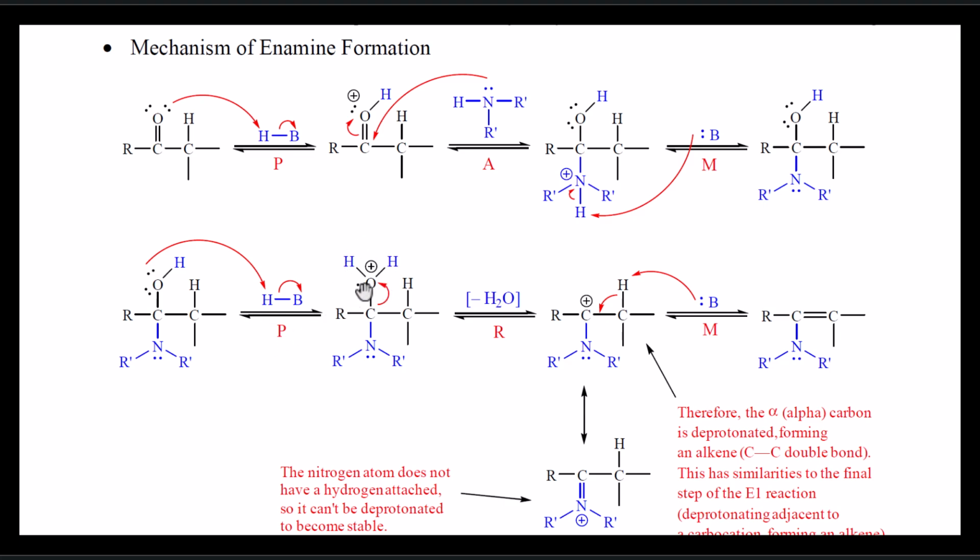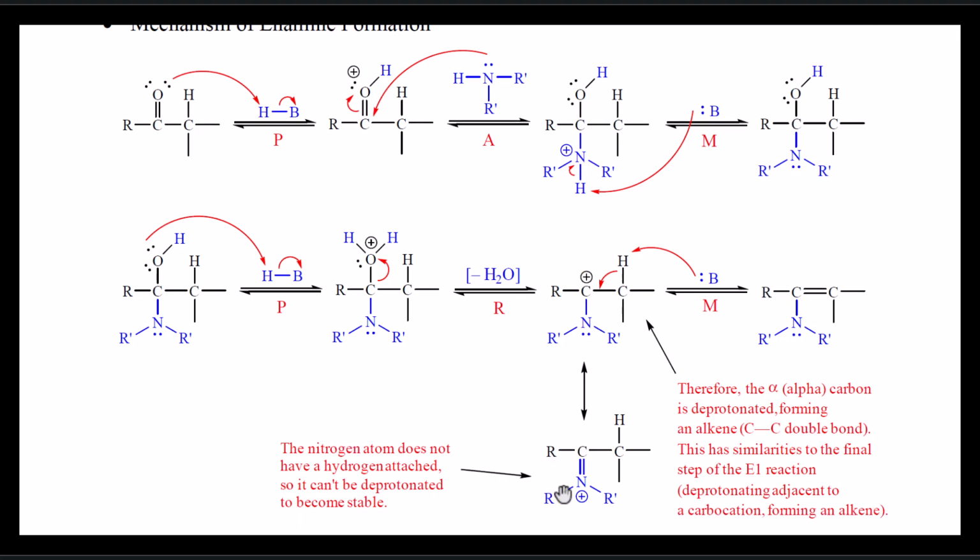We then get essentially a water leaving group attached to the rest of the molecule. The water leaving group leaves, so we remove the water. That creates a carbocation, which has resonance. And the resonance looks like this, where the pair of electrons on the nitrogen come down and make a double bond. The nitrogen then, in this case, would have a positive formal charge, but it has no hydrogens available to be deprotonated, so it can't do a make stable step.